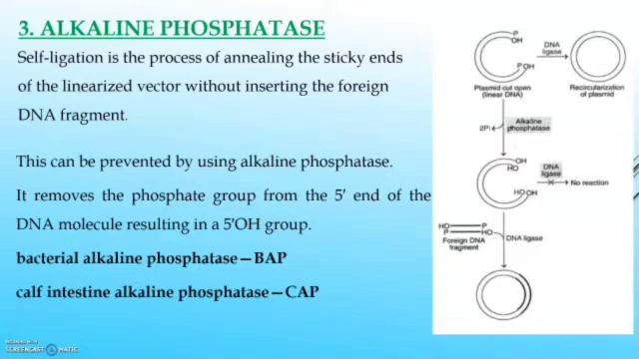So alkaline phosphatase acts by removing the phosphate group from the 5' end of the DNA molecule, resulting in a 5' OH group. Now the only chance of ligation is between the vector and the foreign DNA, resulting in the recombinant DNA molecule, as the insert DNA has a 5' phosphate group. Thus, self-ligation can be prevented and the efficiency of recombinant DNA formation can be increased. This enzyme is isolated from some bacteria, called bacterial alkaline phosphatase, or from calf intestine, called calf intestine alkaline phosphatase, abbreviated as CAP.